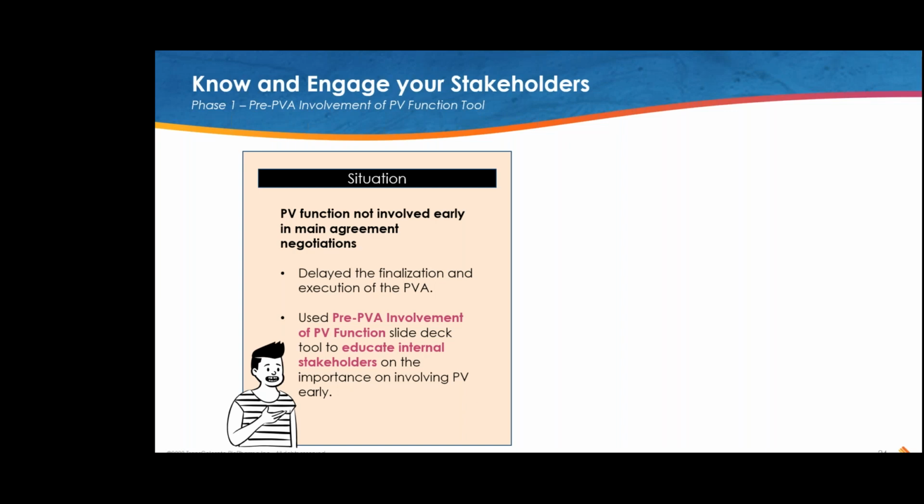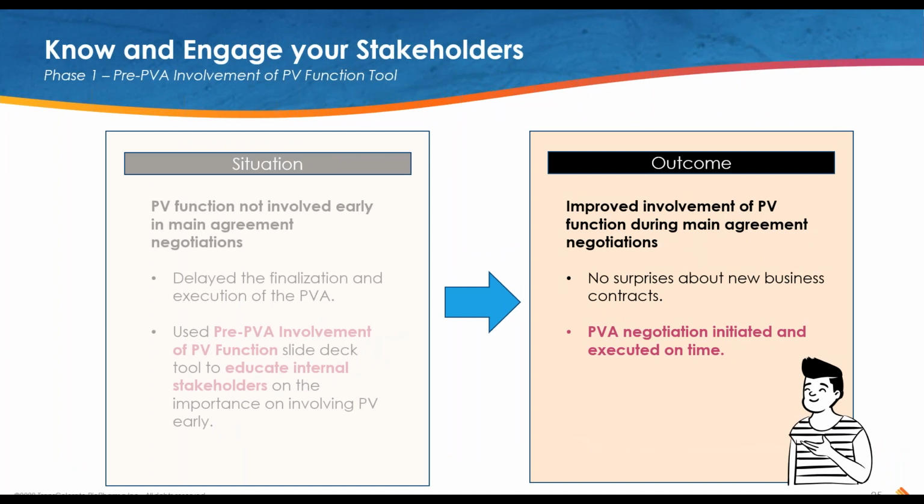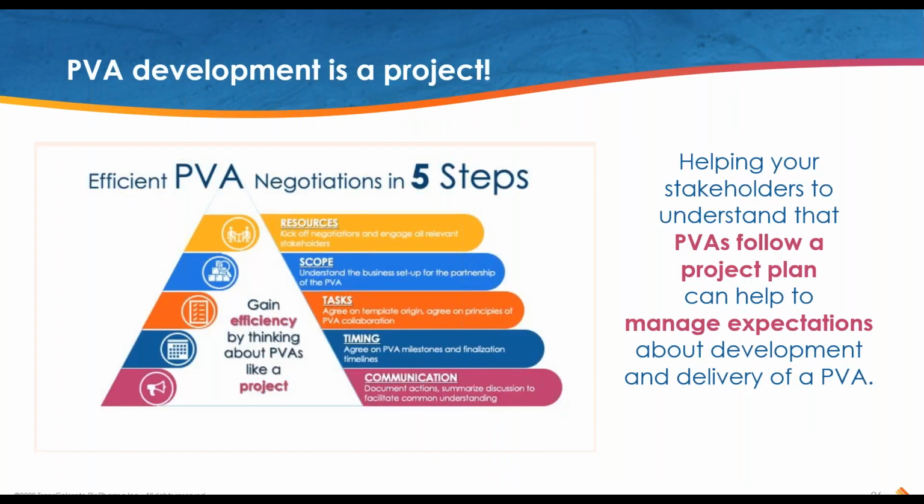So we had the issue that PV functions were not involved early on in main agreement negotiations, which led to delayed finalization and execution of the PVA. Now, if you use the pre-PVA involvement of PV function slide deck tool to educate internal stakeholders on the importance of involving PV early on, what you get is, next slide please, that you have an improved involvement of PV function during main agreement negotiations and no surprises about new business contracts, which in turn helps that the PVA negotiation is initiated and executed on time. Next slide, please.